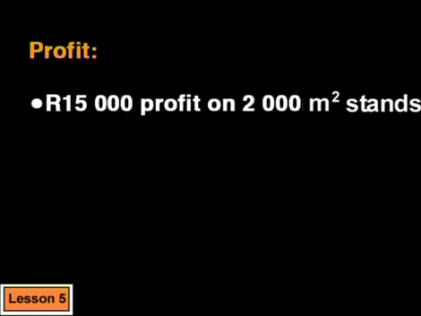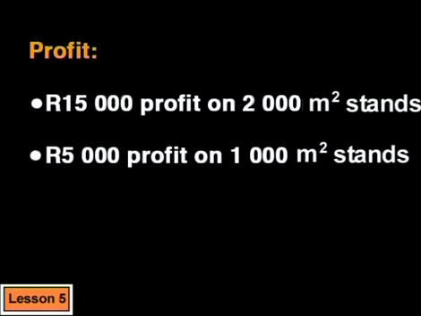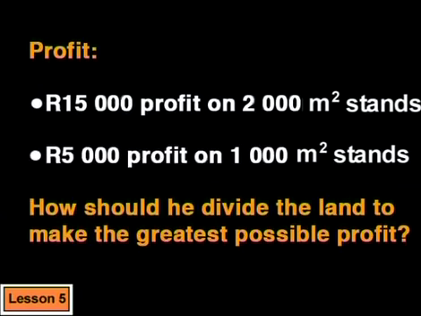The developer wants to divide the land in a way that allows for the maximum number of housing units, but he can't let this go beyond a total of 36 housing units because of the town council regulations. If the developer expects to make 15,000 rand profit on the sale of the bigger stands and 5,000 rand profit on the sale of the smaller stands, how should he divide up the land to make the greatest possible profit? That's a lot of information, so let's work through this slowly.